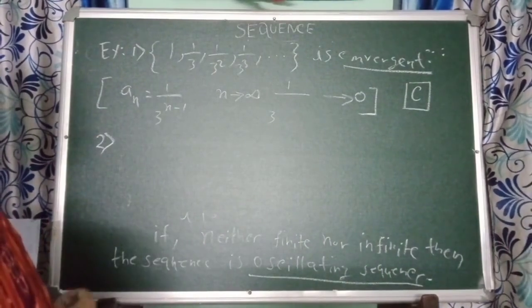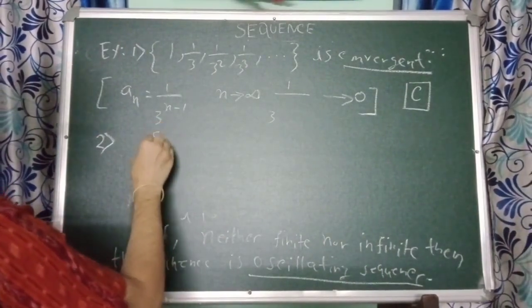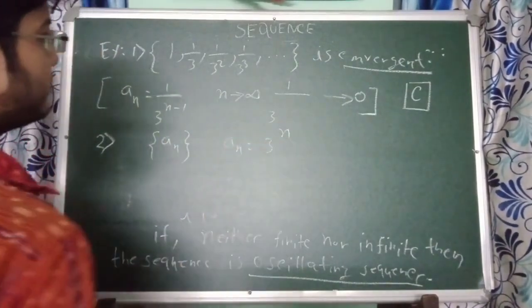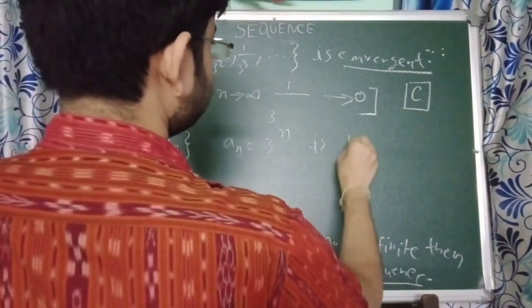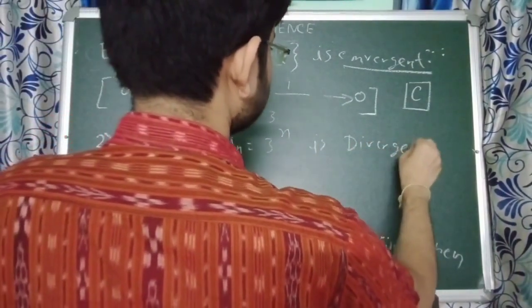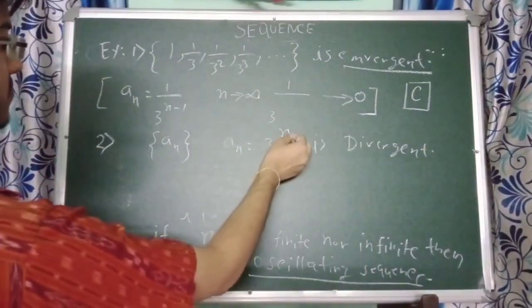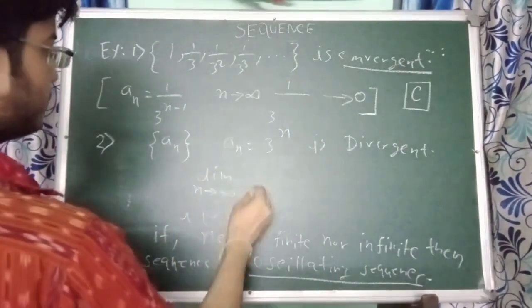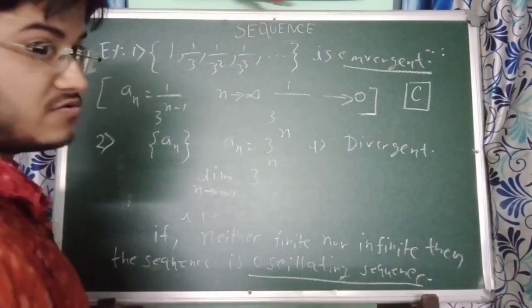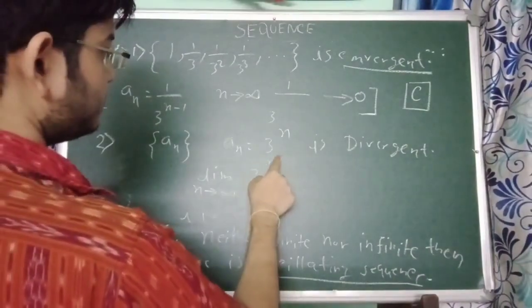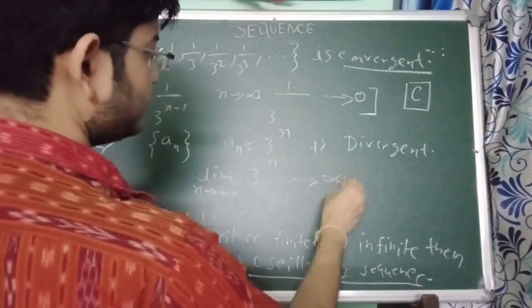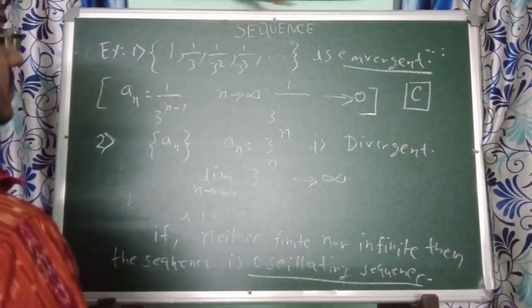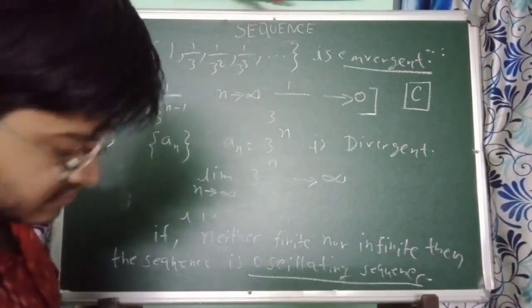Next, we consider a_n equals 3 to the power n, and this is divergent, since if n tends to infinity, then the limit of 3 to the power n, 3 to the power infinity, goes to infinity, and this is infinite. So this is an example of a divergent sequence.